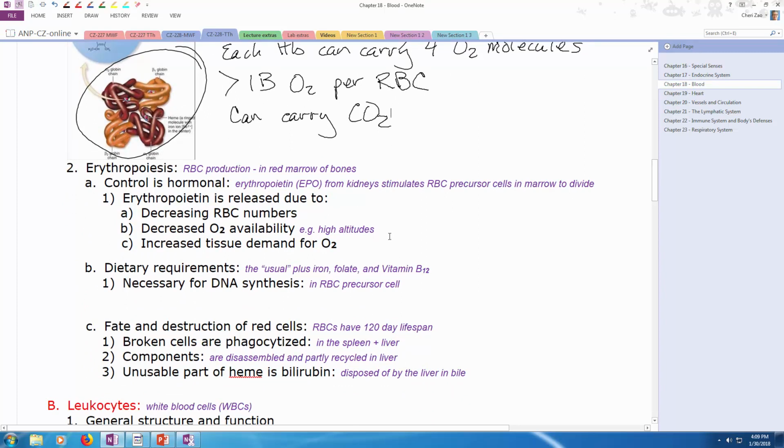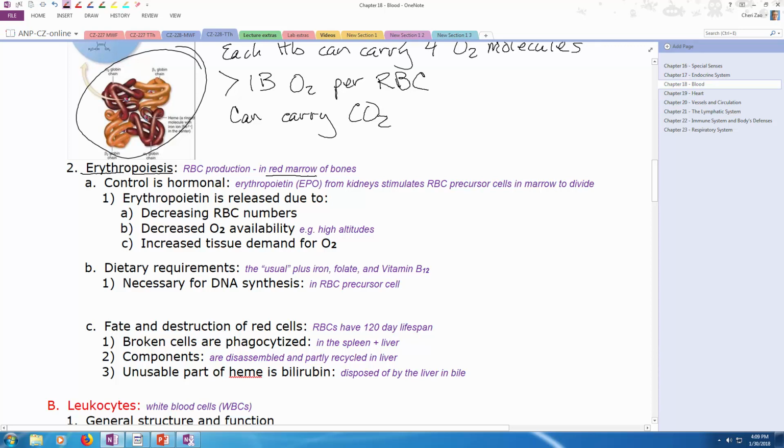What stimulates us to make red blood cells, and therefore the hemoglobin molecules, which is basically what a red blood cell is all about? The process is called erythropoiesis, from the Latin for red, and poiesis meaning to form or generate. So erythropoiesis is the formation of red blood cells, and it occurs in the red marrow of our bones.